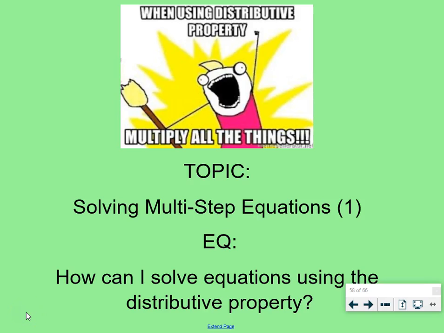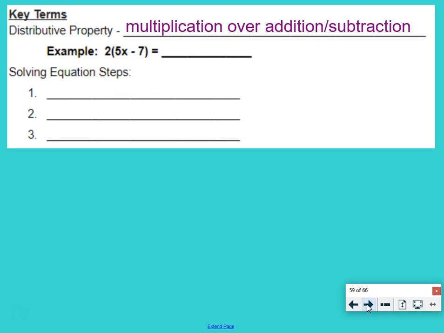Today our topic is solving multi-step equations, and this is part 1. There are going to be 3 parts to this, so we're starting off with just part 1 today. And our essential question is, how can I solve equations using the distributive property? Distributive property, as a reminder, is multiplication over addition or subtraction.